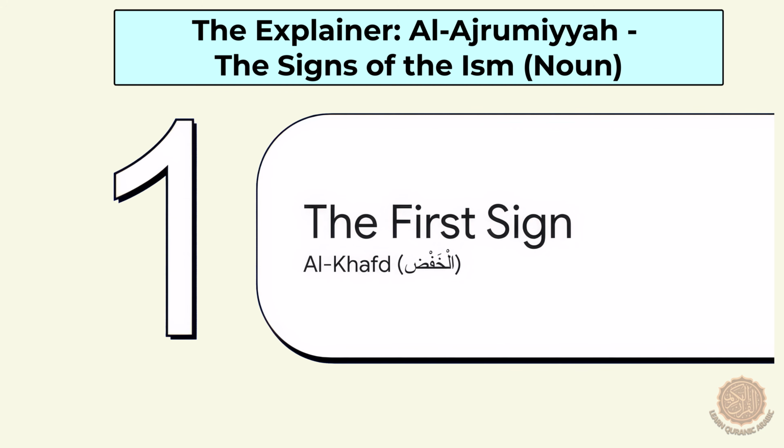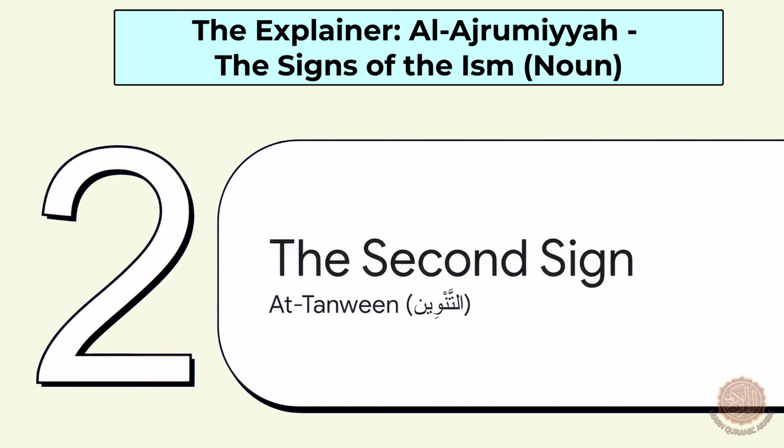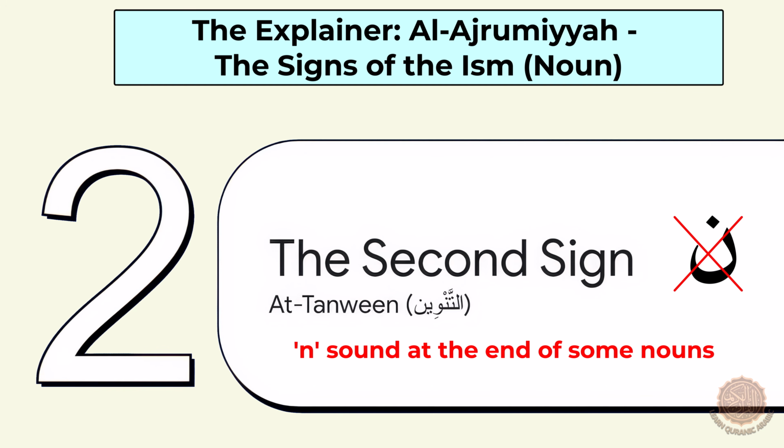Okay, let's move on to the second sign that the author gives us. The second clue for finding an ism is called Tanween. Now, Tanween is a very special feature of Arabic. It's that n sound you hear at the end of some nouns. But here's the trick. You don't actually write the letter nun. It is a sound without a letter. And what it does is it makes a noun indefinite, kind of like saying a or an in English.